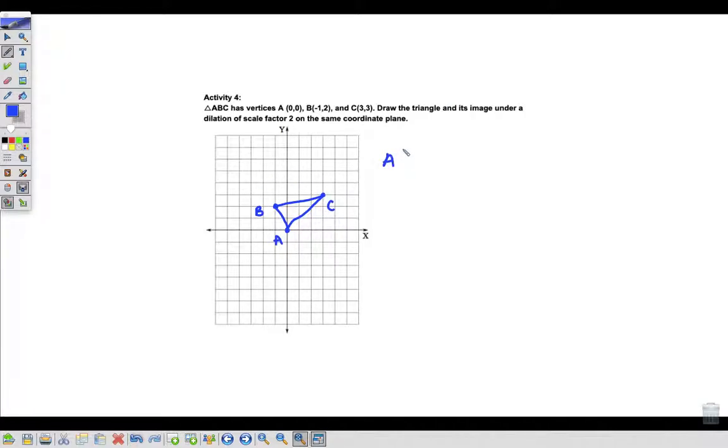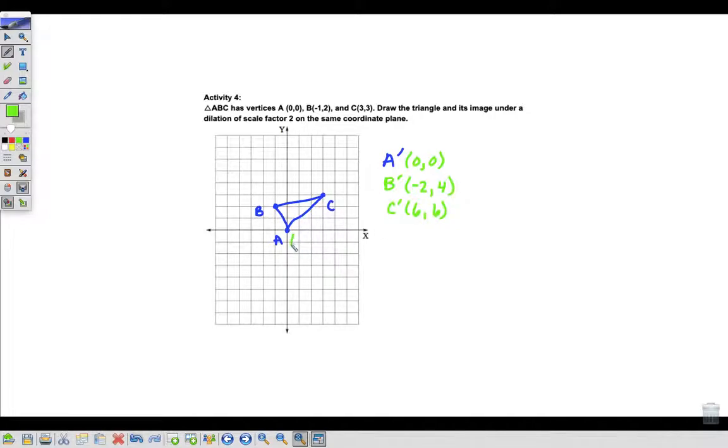So A prime, I'm going to change the color here. A prime, if A started at 0, 0, I'm going to take 0 times 2, which is 0. 0 times 2, which is 0. B prime, -1 times 2 is -2. 2 times 2 is 4. And then C prime, 3 times 2 is 6. And 3 times 2 is 6.